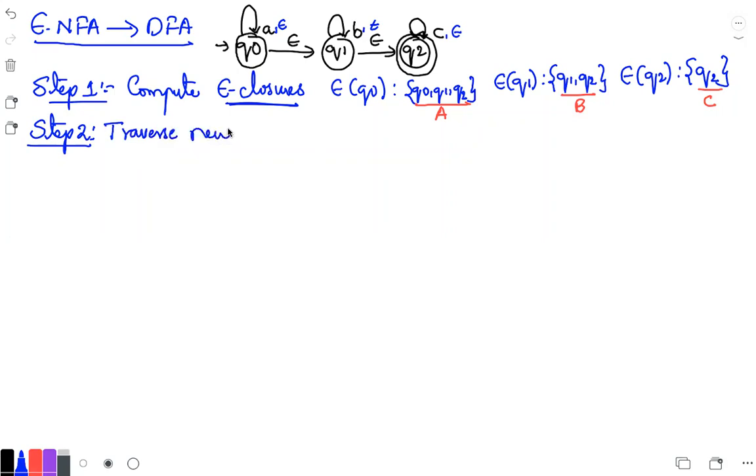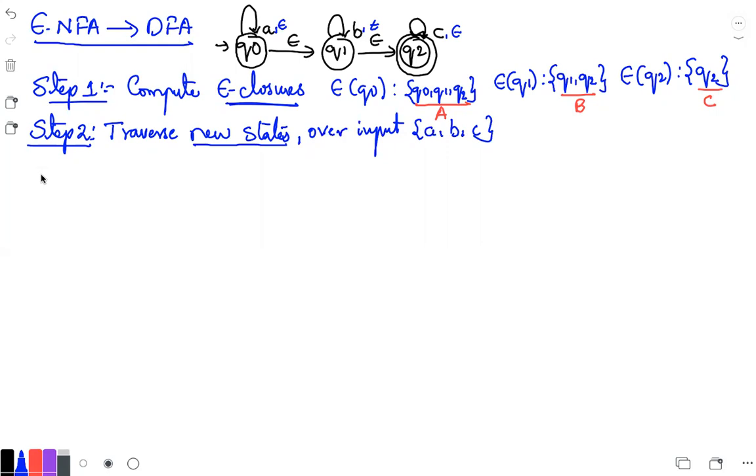Traverse new states over the input. That's it. The same methodology. To compute the epsilon closures, we traverse over the input. So traverse the new states over input. So what is the input? A, B, C. So we need to traverse the new states. What are the new states? A, B, and C. Not Q0, Q1, Q2. So we need to traverse the new states over the input A, B, C.